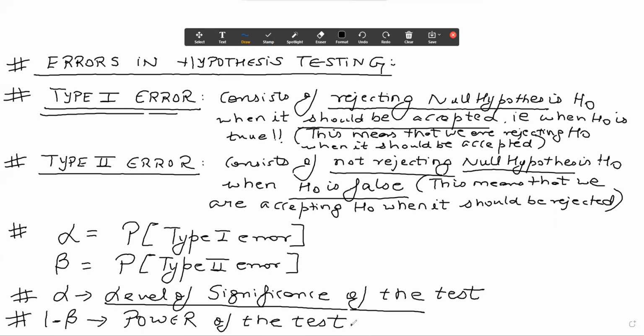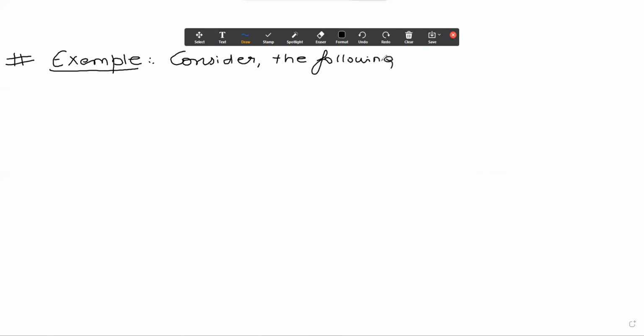Now let's understand type 1 and type 2 error using a diagram. So let's analyze this using a diagram now. Look at the example I'm taking, and then I'm going to illustrate it using a diagrammatic representation. Consider the following test for a population which is normally distributed.